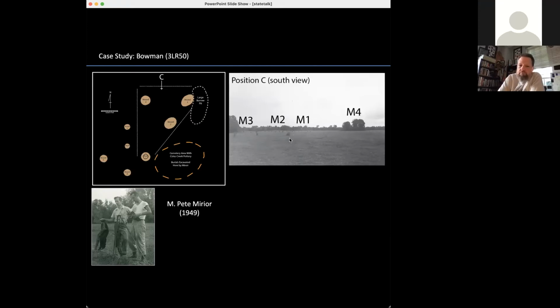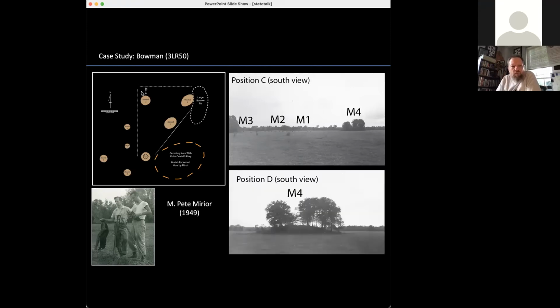And then he moved over inside the fenced-in area and took a photograph of mound 4 from the other side, looking south. There's no fence visible in the foreground, so the assumption is he's, again, within that fenced-in area.